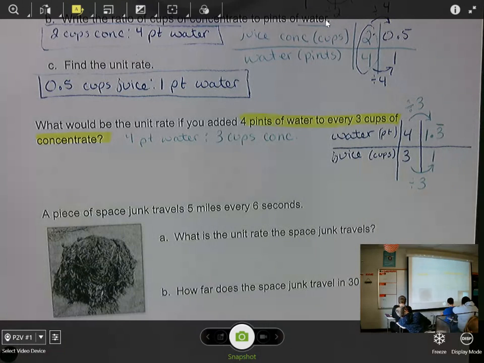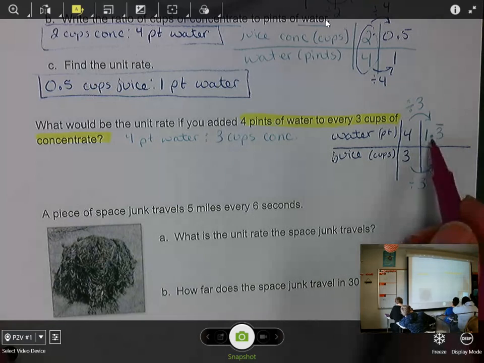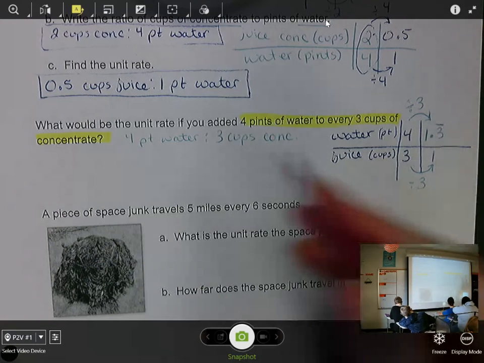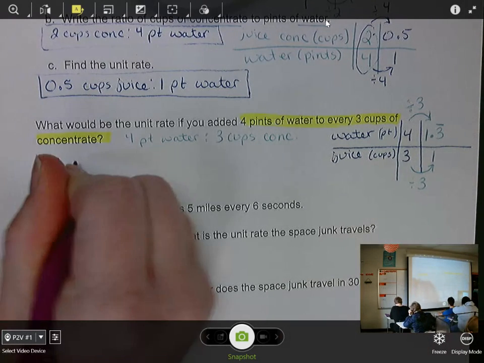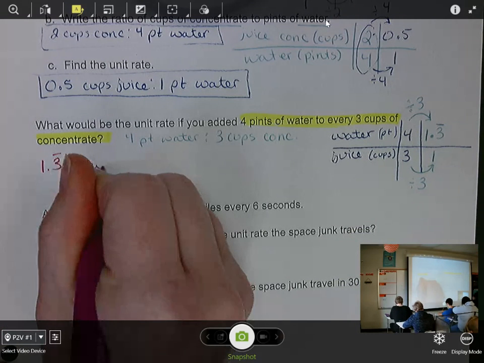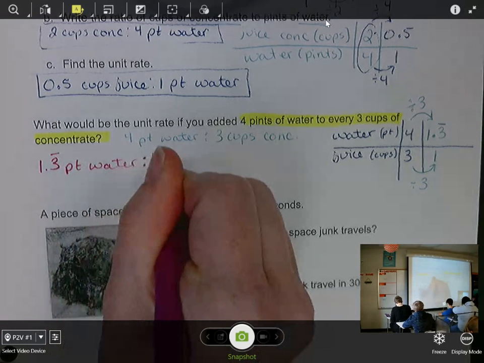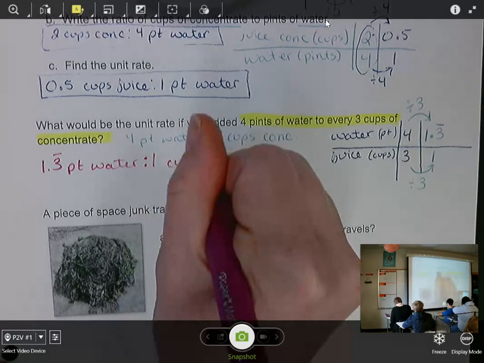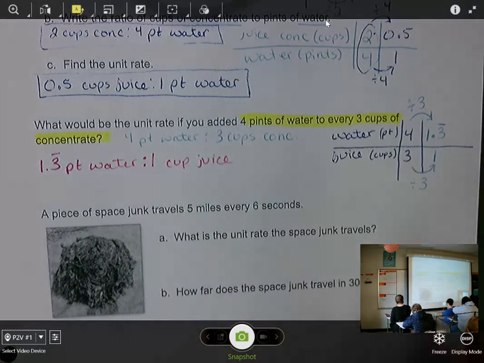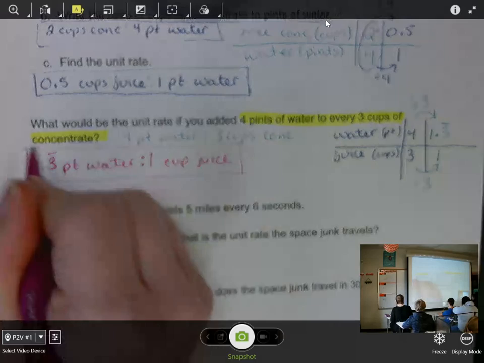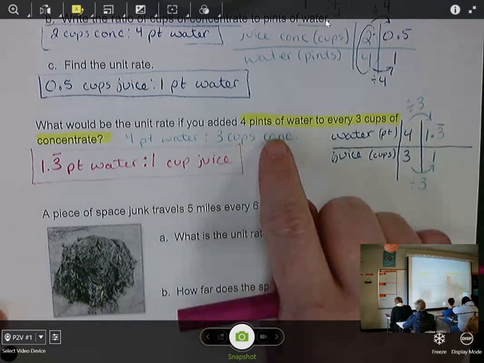All right, so now you need to write your answer, which would be the unit rate. So it's 1.3 with repeating 3 pints of water to 1 cup of juice or concentrate. So that would be my unit rate. This up here is my rate. This is my unit rate.